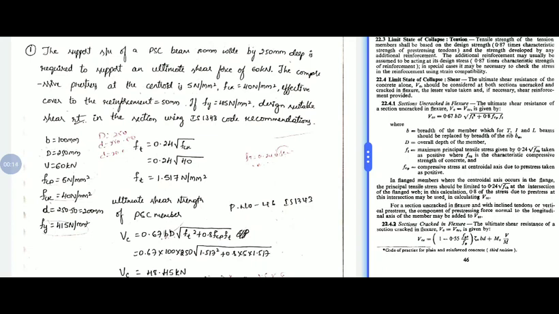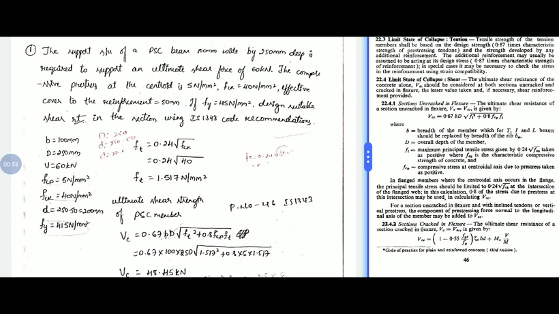The support section of a PSC beam 100 mm wide by 250 mm deep is required to support an ultimate shear force of 60 kN. The compressive pre-stress at the centroid is 5 Newton per mm square, FCK 40 Newton per mm square. Effective cover to the reinforcement is 50 mm. If Fy is 415 Newton per mm square, design suitable shear reinforcement in the section using IS 1343 code recommendations.